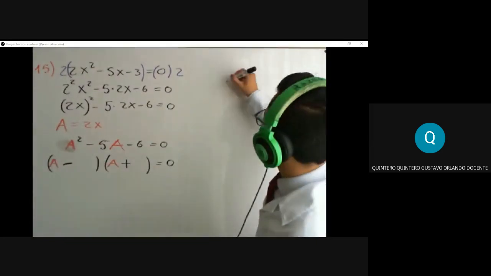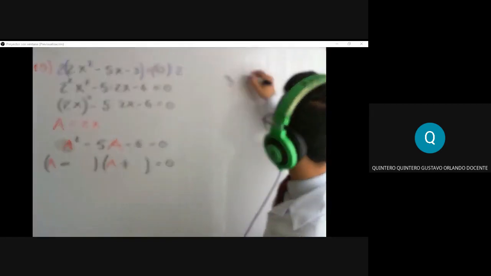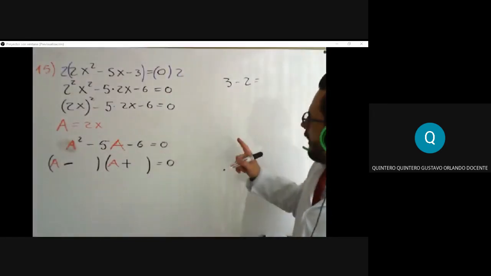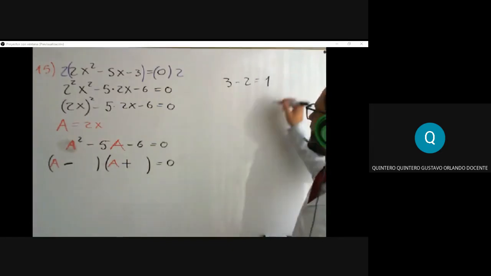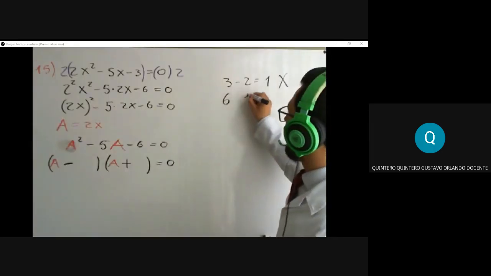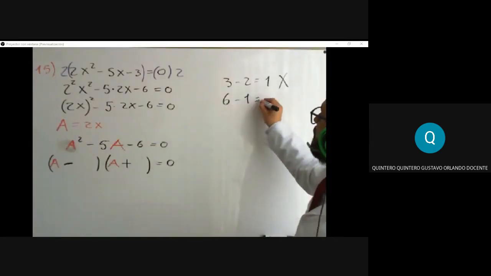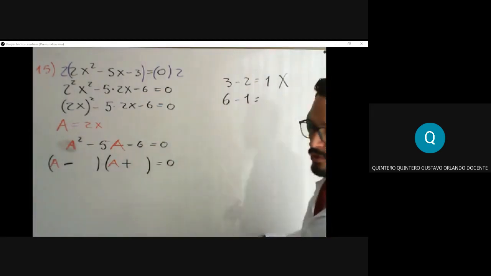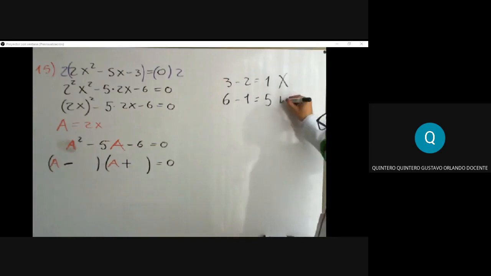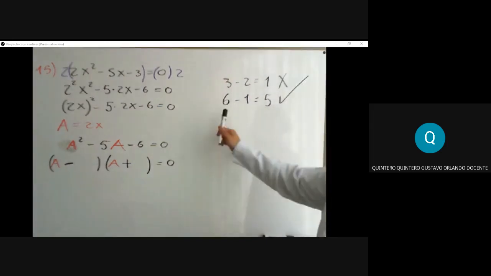What about 3 and 2? And let's subtract. 3 by 2 is 6, but 3 minus 2 is 1. So not good. I want 5. I want 5 as the solution. What about 6 and 1? 6 by 1, if we multiply them, the solution is 6. And if we subtract them, the solution is 5. So here are the 2 values, 6 and negative 1, right?